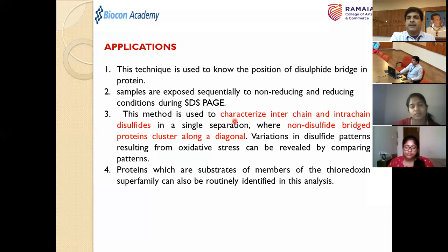So this is the application of the same which we discussed. Protein analysis is very important for the technique to define which protein it is and what type of conformation it is having. So that is all for the first part of our lecture.